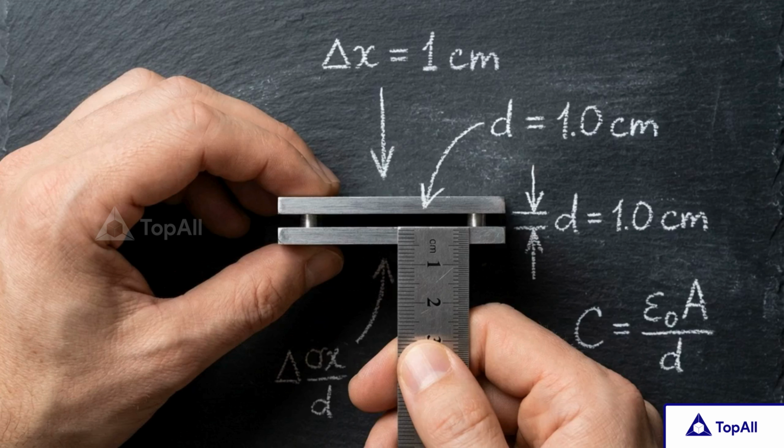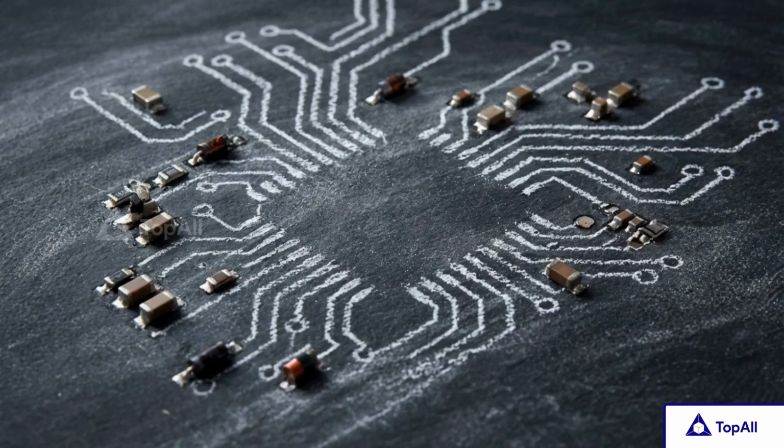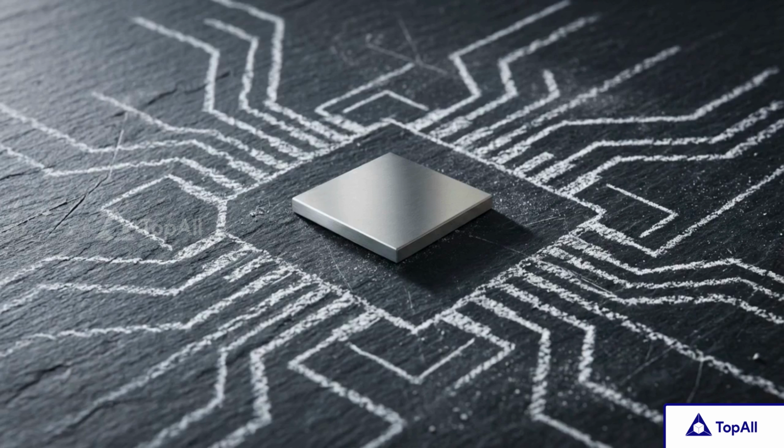To see the scale of a single farad, consider a capacitor with a 1 centimeter gap. To reach a capacitance of 1 farad, those plates would have to be 30 kilometers long. Because a single farad is so large, real-world electronics operate in tiny fractions of the unit. They use microfarads, they use nanofarads, and even picofarads.